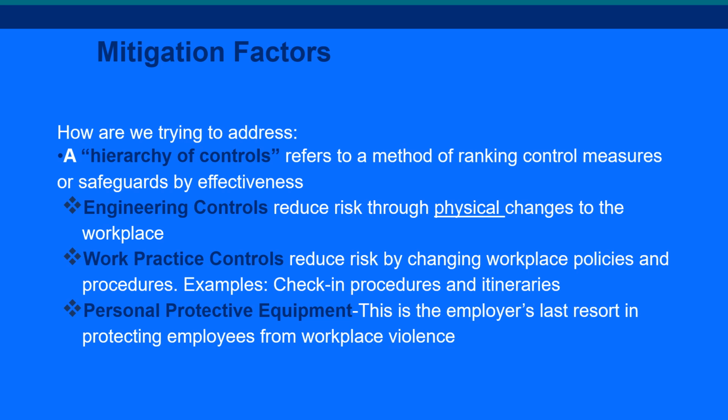The second is workplace controls. So this reduces the risk by changing workplace policies and procedures. Examples are things like check-in, check-out procedures or itineraries. The last and least effective is personal protective equipment. This is the employee's last resort in protecting themselves from workplace violence. This may include things like spit shields or Kevlar sleeves for biting.